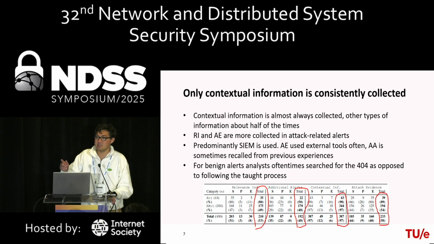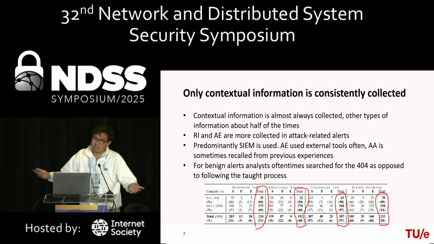But what's interesting is the difference between attack-related and not attack-related alerts. So for example, we could see that for relevance indicators and for attack evidence, and for attack evidence, it kind of makes sense. You don't always have evidence of attack if there's no attack, right? But for relevance indicators, it's a bit weird, especially if you train them to collect that information first. Analysts only tended to collect that information when it's about attack-related alerts. And we found that in general, predominantly the SIEM was used, unlike all the hundreds of other tools that they could be using, which the literature currently suggests they use a lot, but the frequency seems to be less, right?